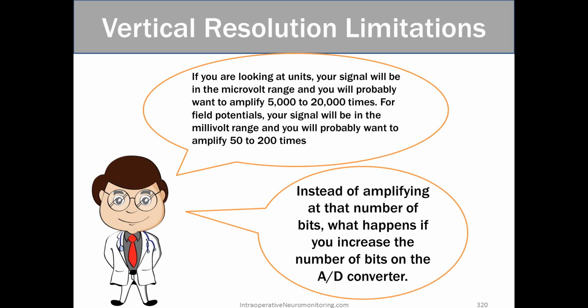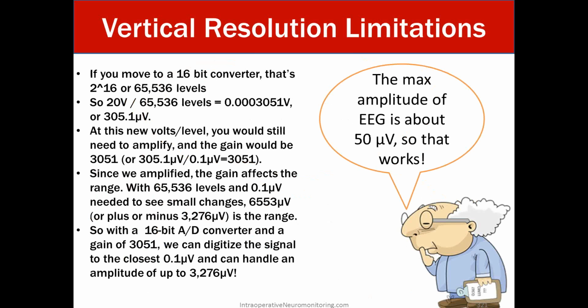Vertical resolution limitations. If you're looking at a unit, your signal will be in the microvolt range, and you will probably want to amplify 5,000 to 20,000 times. For field potentials, your signals will be in the millivolt range, and you'll probably want to amplify 50 to 200 times. Instead of amplifying, what happens if you increase the number of bits on the AD converter? The max amplitude of EEG is about 50 microvolts, so it works out.